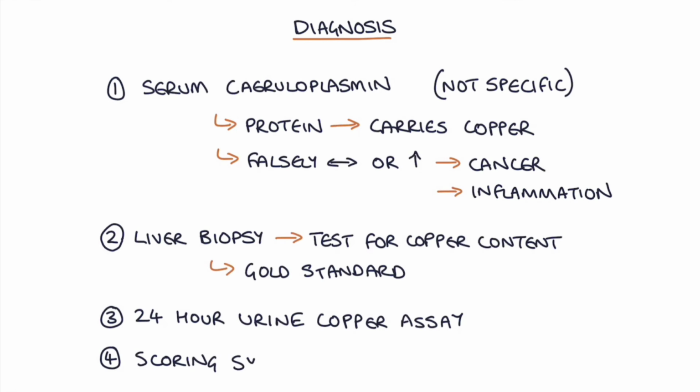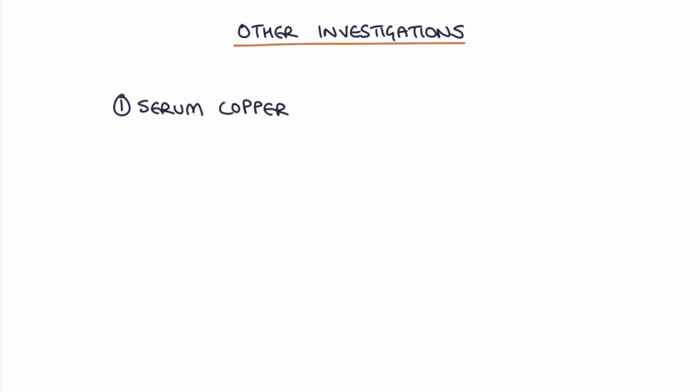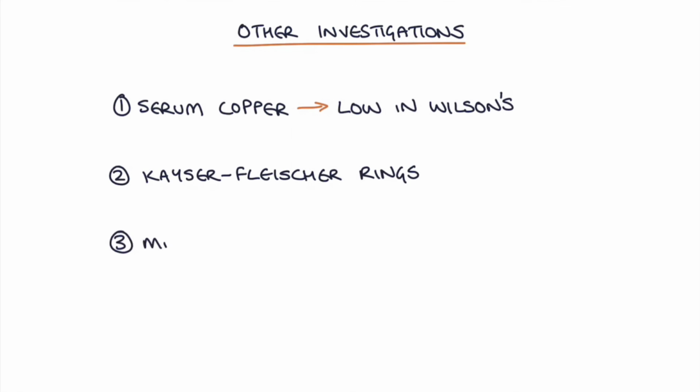Alternatively, there are scoring systems that take into account various features and laboratory test results to establish a diagnosis of Wilson's. There's a few other investigations that will point you in the direction of Wilson's disease. One is to check the serum copper, and this is usually low in Wilson's disease. To look for Kaiser-Fleischer rings, and to do an MRI brain, which can show, again, some non-specific changes that will indicate Wilson's disease.